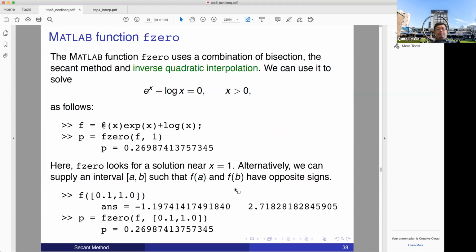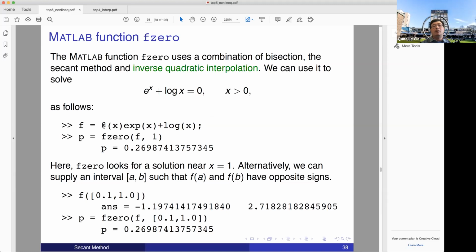And in MATLAB, we can solve for the zero of the function by fzero. First you have to define the function as an anonymous function, and then you call fzero, the function, and then the initial guess. And then you can give the initial interval, and it will try to find the zero for you. Okay. So any questions so far?